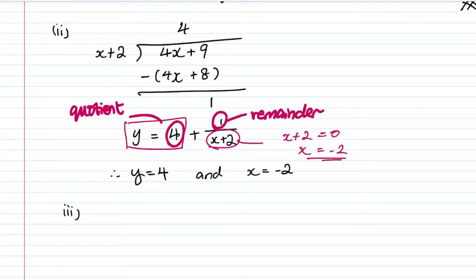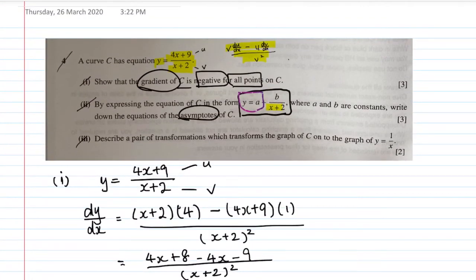The last part, part C, is the slightly trickier part for some of you, because you may not exactly understand transformation. In this part they're asking you to describe a pair, which means there are only two different transformations which transform the graph of C onto the graph y equals 1 over x.